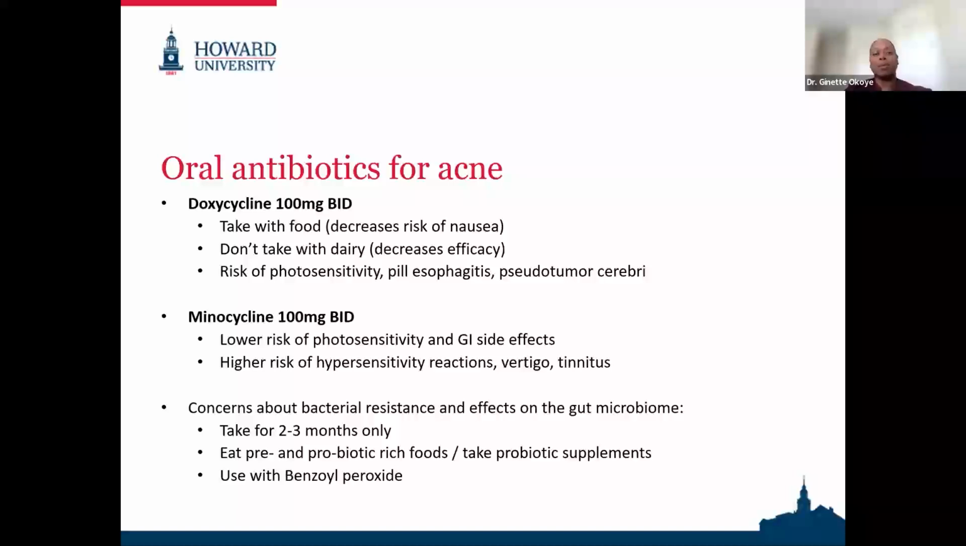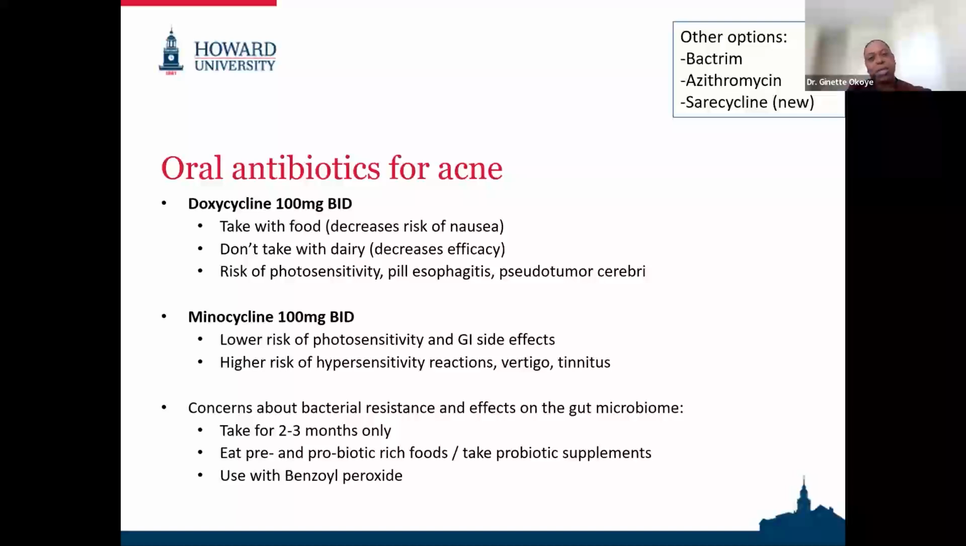I don't want to leave patients on antibiotics for a year. And unfortunately, I see a good bit of that. I'm always concerned about their gut microbiome and the effects of long-term antibiotics. So as I said, 2 to 3 months at a time, and I encourage them to use probiotics while they're on the antibiotics and afterwards. And then I always use it with benzoyl peroxide, again, to decrease the risk of the cutaneous bugs developing drug resistance to the doxycycline.